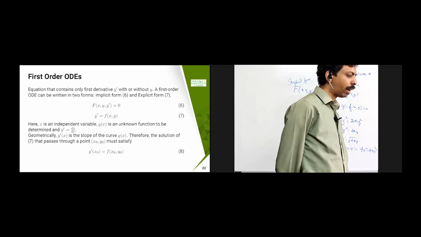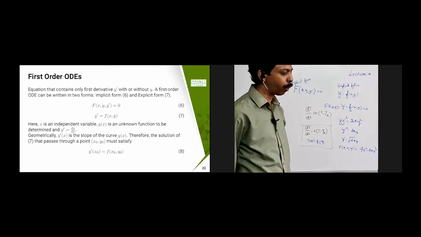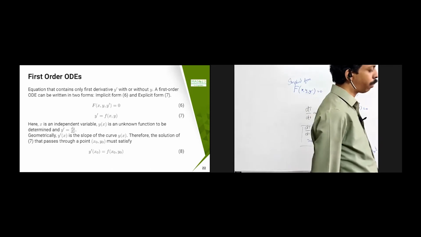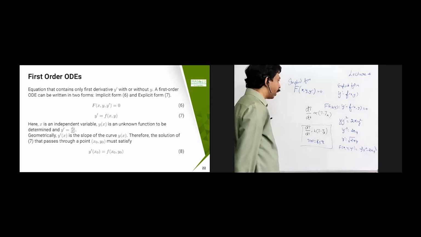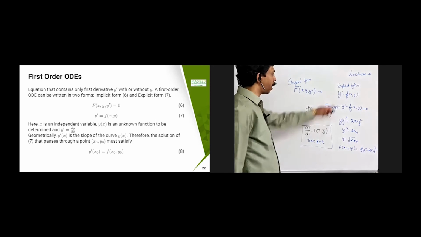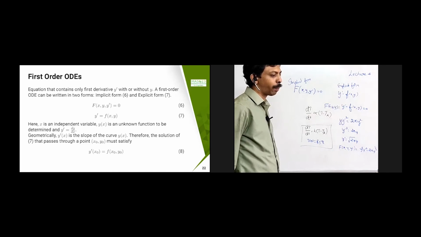Now what we need to do is that here x is an independent variable and y is a dependent variable, or an unknown function, which we need to determine. Okay, we need to find what that is. So geometrically, what is y dash? Y dash is nothing but the slope of the curve y of x.